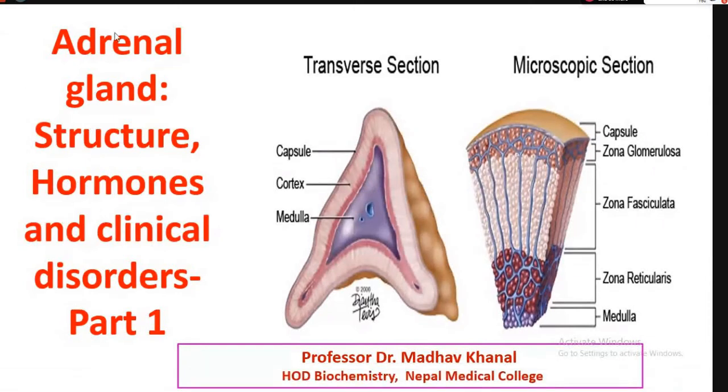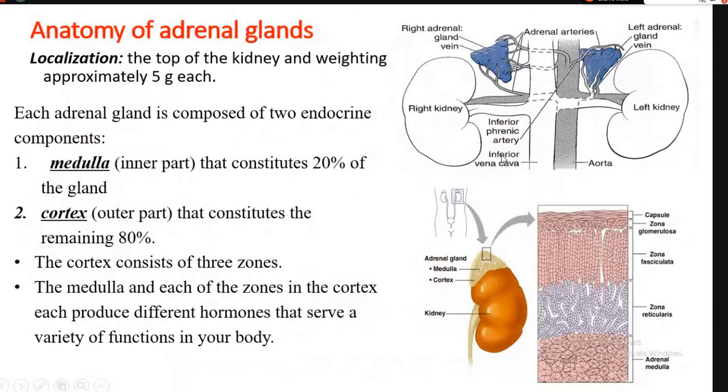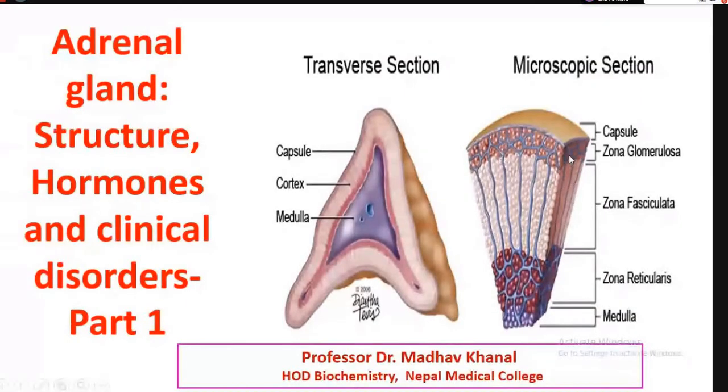The cut section of adrenal gland, transverse section. You can see it has a capsule. This is the macroscopic feature: cortex, and then medulla. Now this is a microscopic feature. So this is a capsule, and then cortex, and the cortex can be divided into three zones.